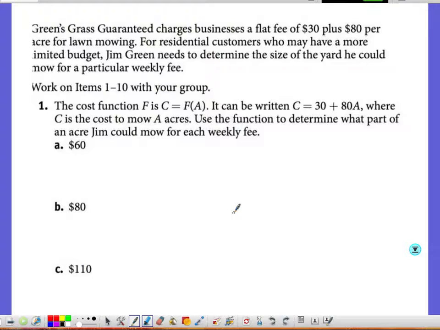Number 1. The cost function f is c equals f of a. It can be written c equals 30 plus 80a, where c is the cost to mow a acres. Use the function to determine what part of an acre Jim could mow for each weekly fee.